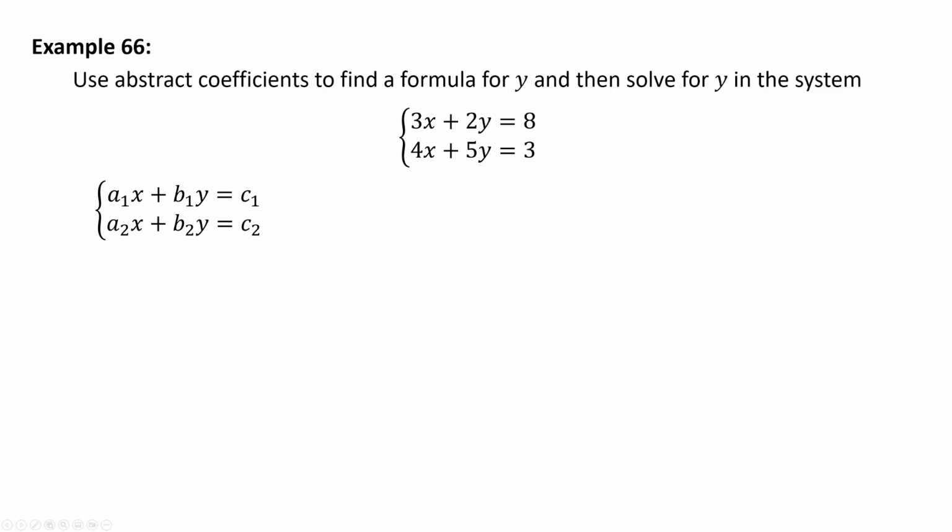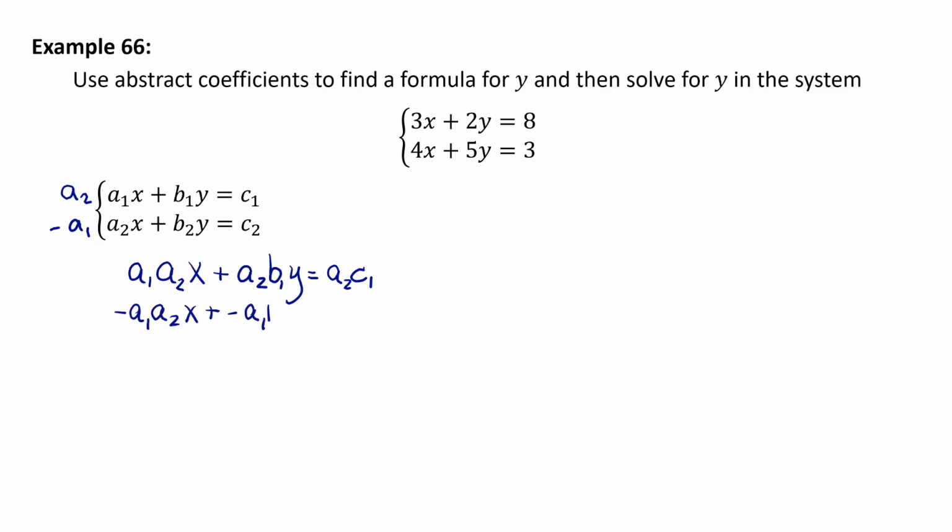Okay, so now we're going to use this to solve for y in an equation. So if we want to solve for y in this abstract system of equations, we will need to make the x's go away. So we will multiply the first equation by a sub 2 and the second equation by negative a sub 1. And so we will get a sub 1 a sub 2 x plus a sub 2 b sub 1 y is equal to a sub 2 c sub 1. And then for the second equation, we'll get negative a sub 1 a sub 2 x plus negative a sub 1 b sub 2 y equals negative a sub 1 c sub 2.